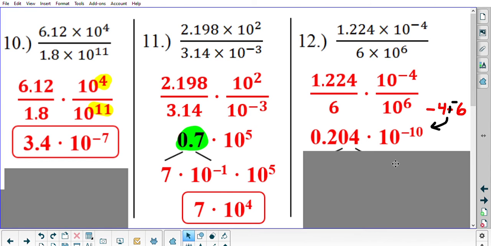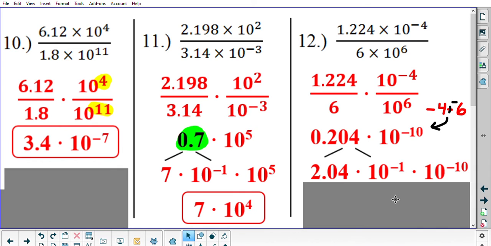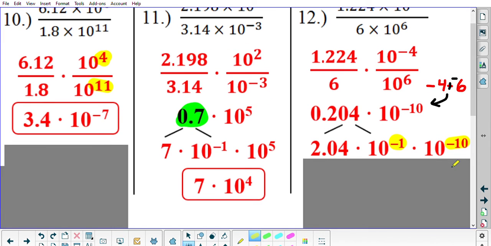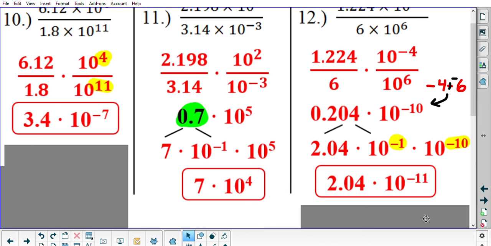Is 0.204 in scientific notation? No, it is not, because the first part has to be a number between 1 and 10. So move that decimal point to be after the 2, and that makes it 2.04 times 10 to the negative first. And then, when you have 10 to the negative first times 10 to the negative 10th, add the exponents, and when you have a negative plus a negative, you will actually add in your head, and so that's going to give you 2.04 times 10 to the negative 11th.